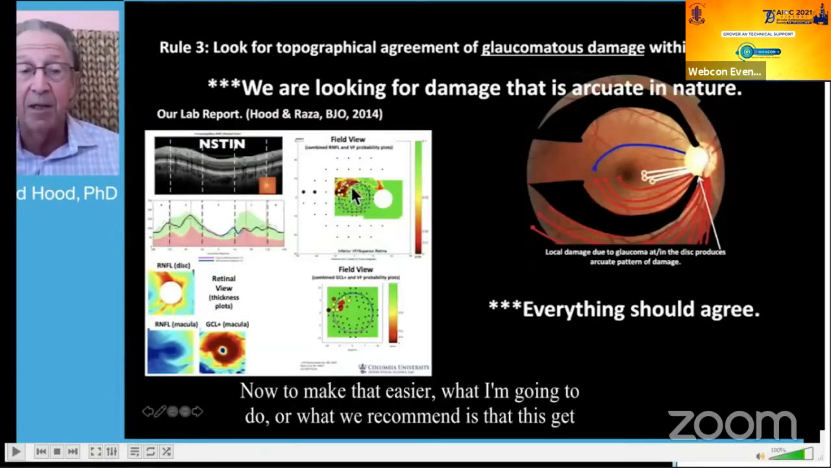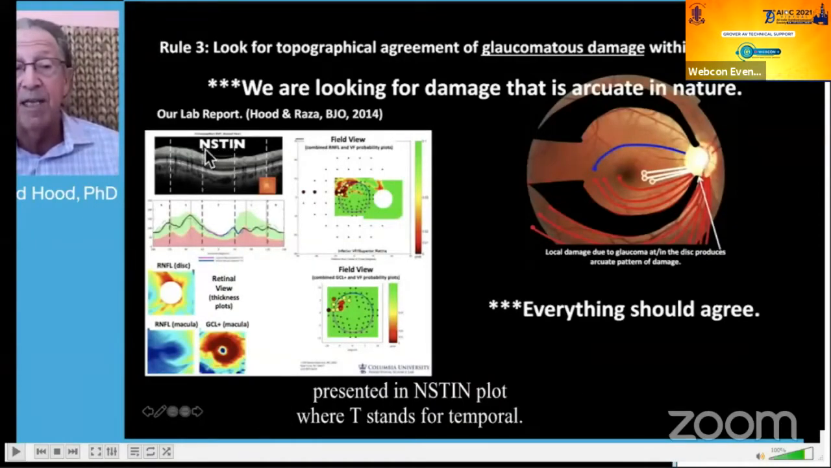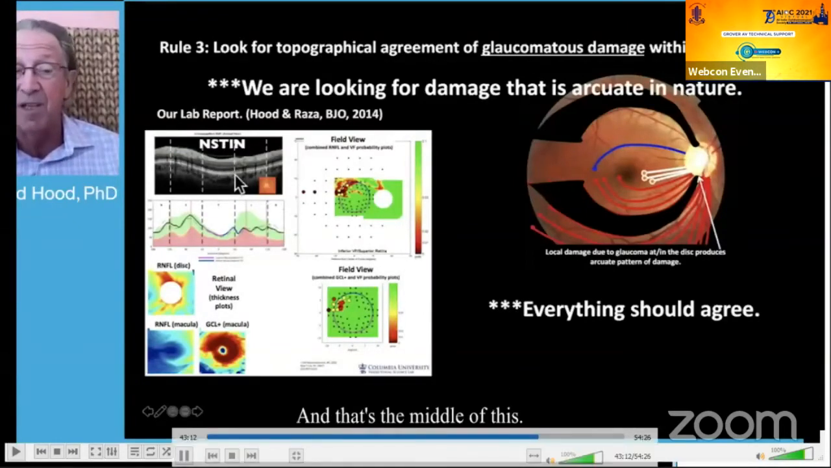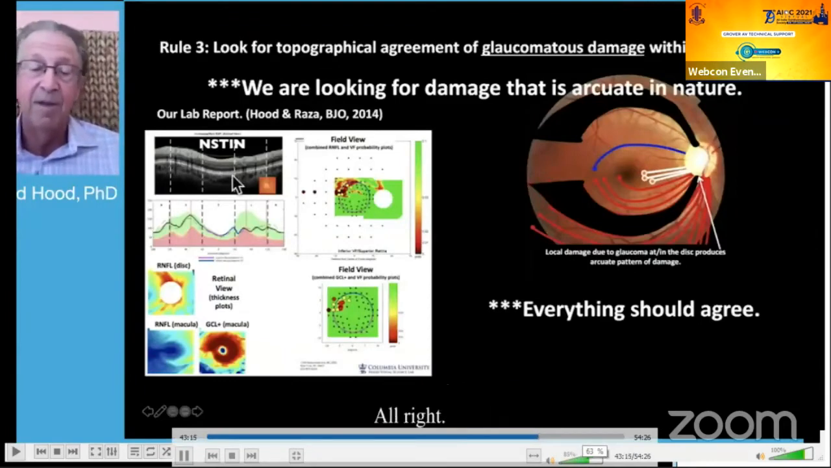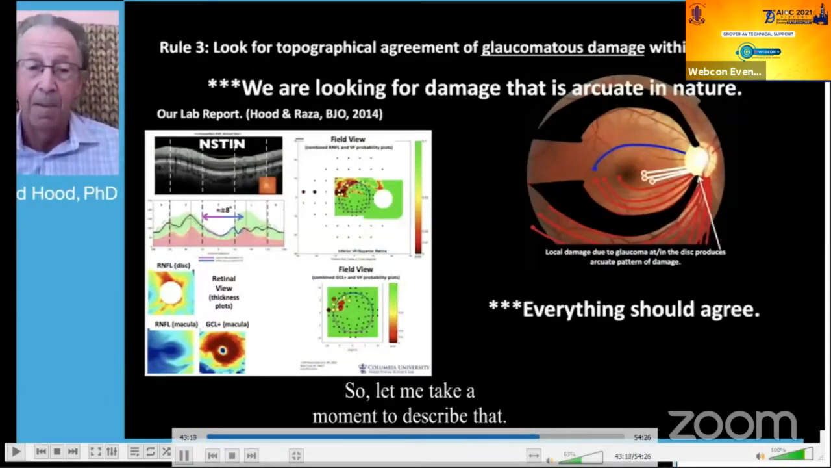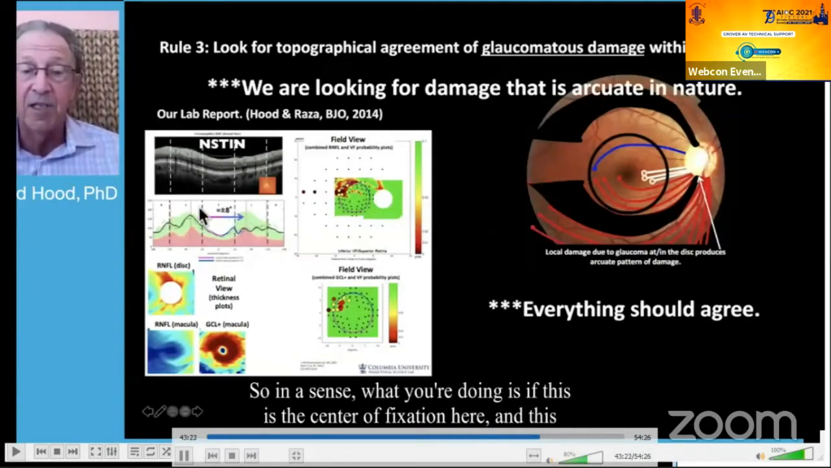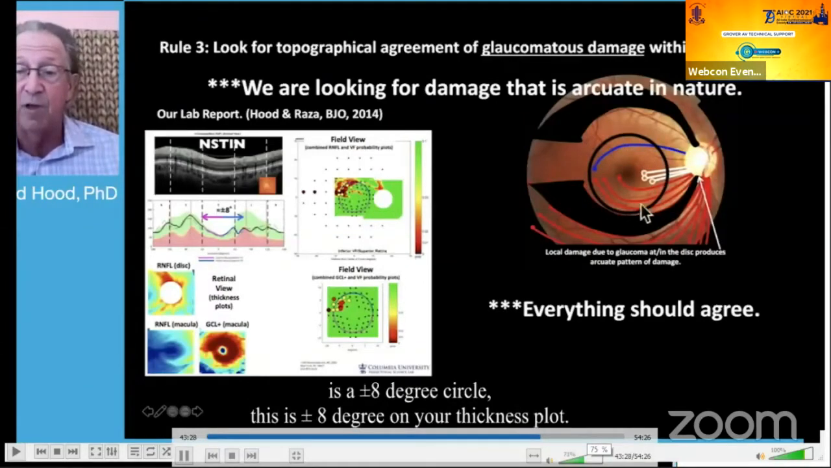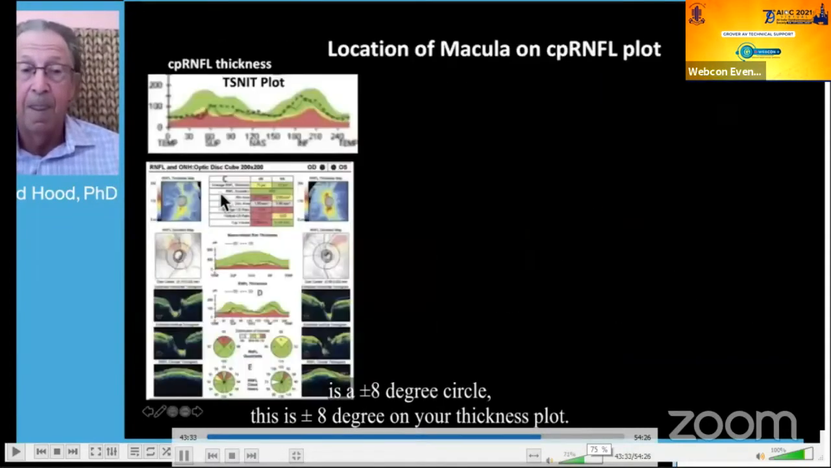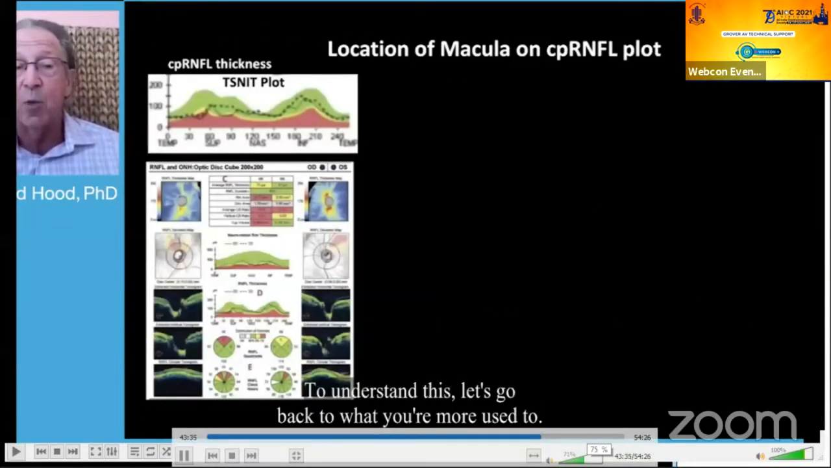Now, to make that easier, what we recommend is that this get presented in an end-stin plot, where T stands for temporal, and that's the middle of this. So you might say, what's an end-stin plot? All right, so let me take a moment to describe that. In a sense, if this is the center of fixation here, and this is a plus or minus 8-degree circle, this is plus or minus 8 degrees on your thickness plot. To understand this, let's go back to what you're more used to.